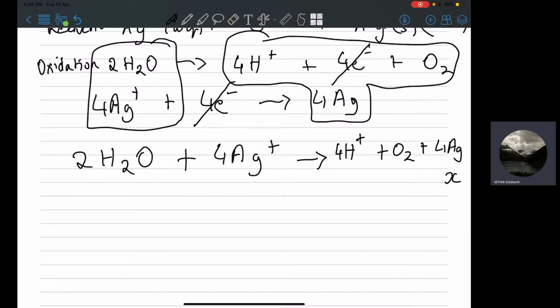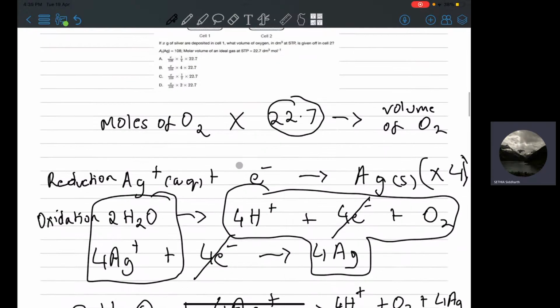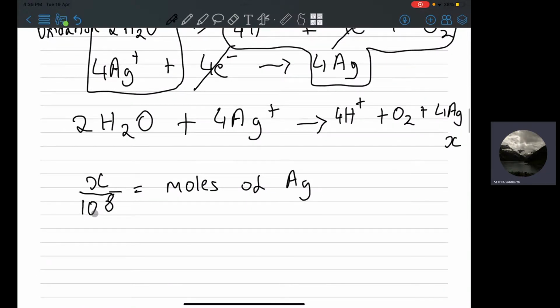If you have X grams of silver, we can find out the number of moles. They've given us the molar mass of silver, which is 108. So if we divide X by 108, we get the number of moles of silver that have been deposited. Over here they've given us the molar mass. That should be a big clue. If they've given you the molar mass, they're probably going to need you to calculate the number of moles of silver. So we have X divided by 108.